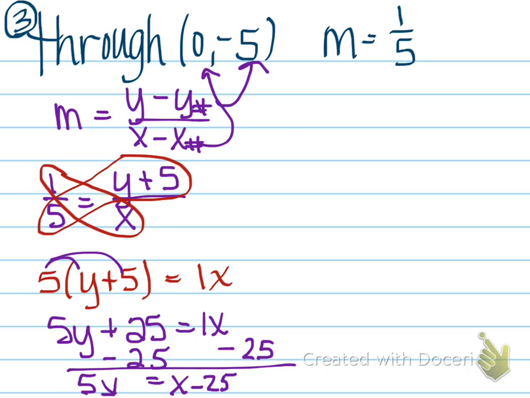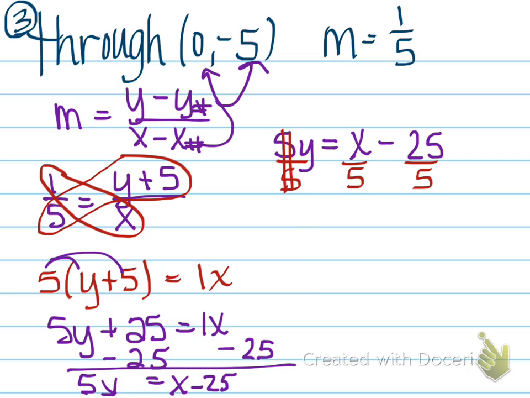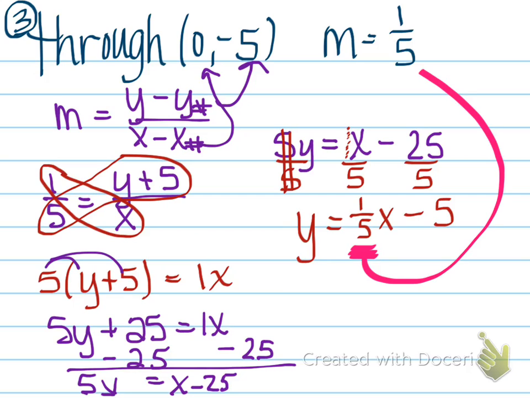Again, I'm out of room, so I'm going to move up here. 5y equals x minus 25. So the last step to get y by itself is divide by 5. These cancel out, and I just have a y. The number in front of x is going to be a 1, so you're going to write 1/5 x, and then negative 25 divided by 5 is negative 5. So again, check your slope. Your slope is 1/5, and if you look, that's what it was from the original, so you're pretty sure that it's right.